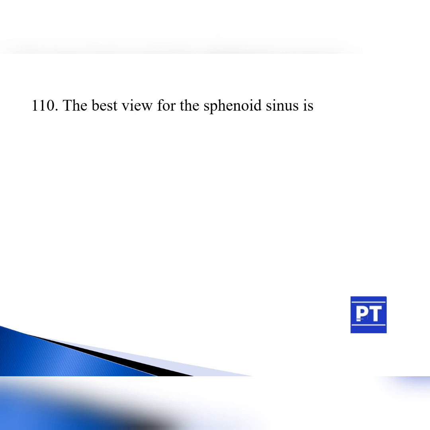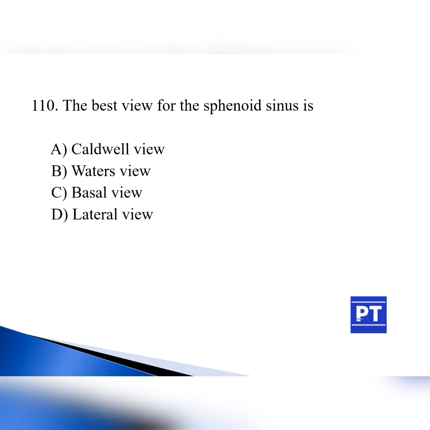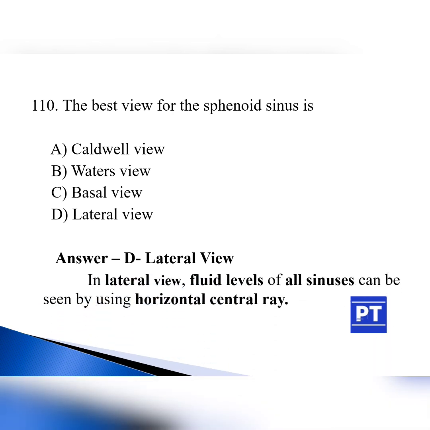Question number 110. The best view for the sphenoid sinus is: option A Caldwell view, option B Waters view, option C basal view, option D lateral view. The answer is option D, lateral view. In the lateral view, the fluid level of all sinuses can be seen by using a horizontal central ray. Waters view is best for the maxillary sinus.